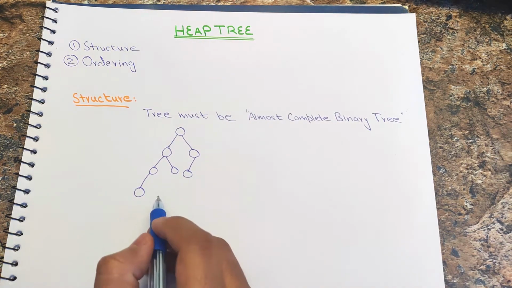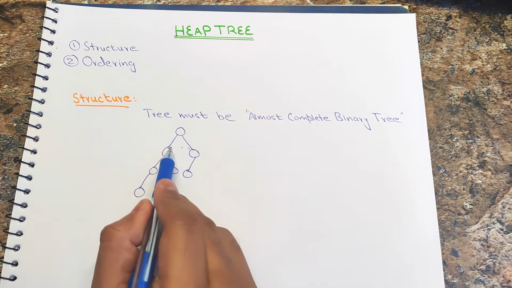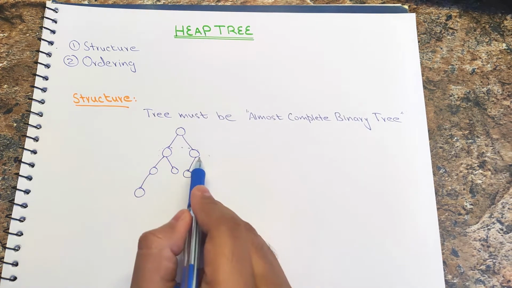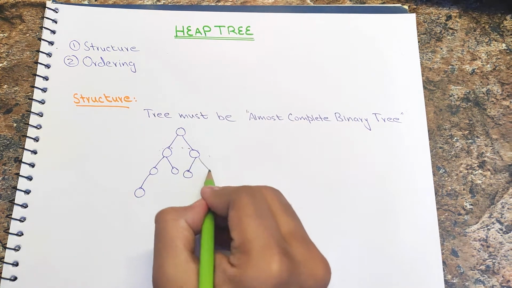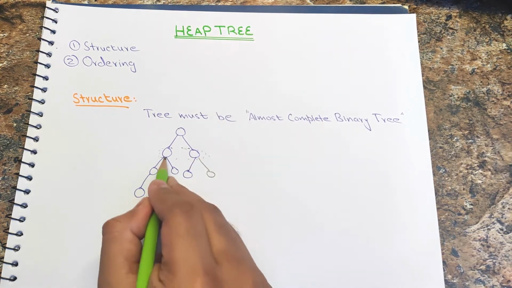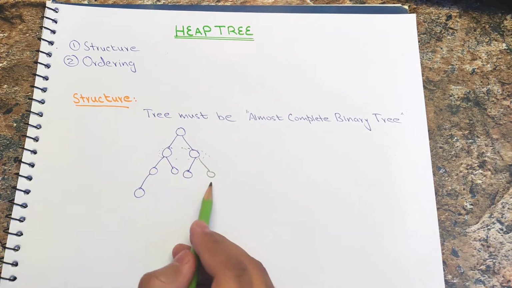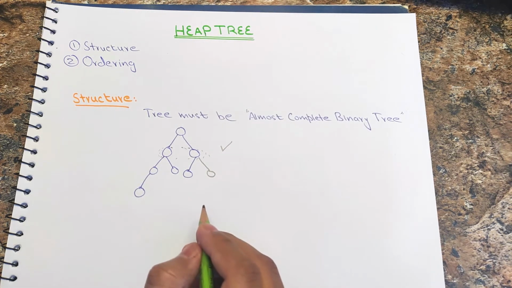So can this be called ACBT? No. Why not? Because before filling the level number 2, we moved on to the next level. In order for this to be ACBT, we need to fill this level. So first we fill all the levels and then we move to the next level. Now this can be called an ACBT. So this is the first condition for ACBT: go to the next level when the previous level is filled.